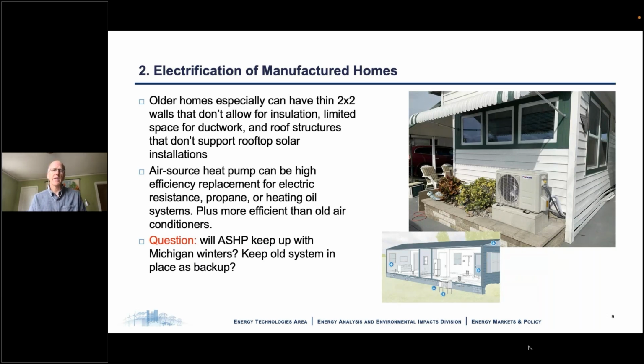An additional benefit is that a new mini split can provide high efficiency air conditioning. If the home has air conditioning, this is a more efficient replacement. If it doesn't have air conditioning, this is a way to add it.